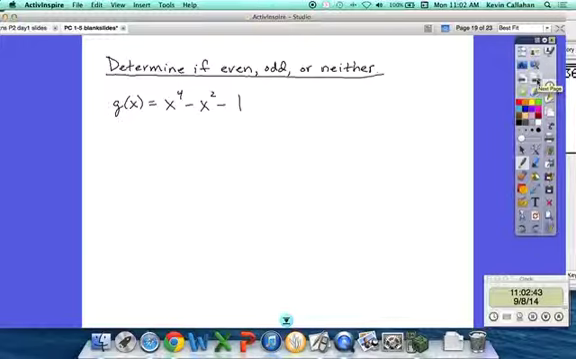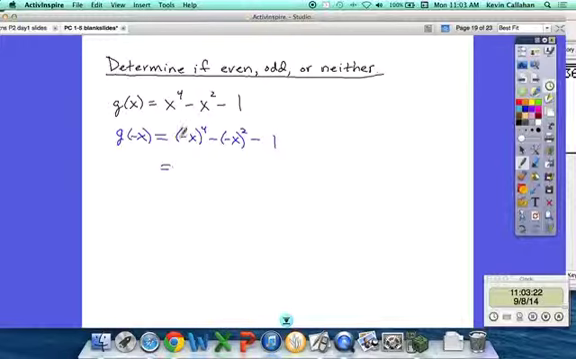Try the same thing with this one. Determine whether it's even, odd, or neither, which means find g of negative x. What am I going to do with the negative x? Substitute it for x. Negative x to the fourth minus negative x squared minus 1. Well, what is negative 1 to the fourth power? Positive 1, right? Whenever you raise negative 1 to an even power, you get 1.